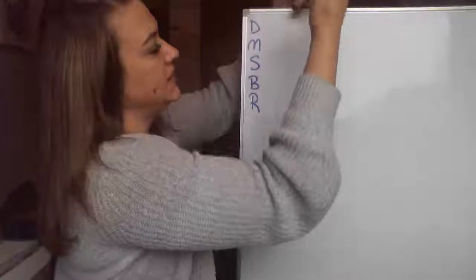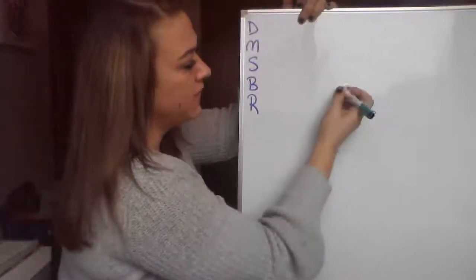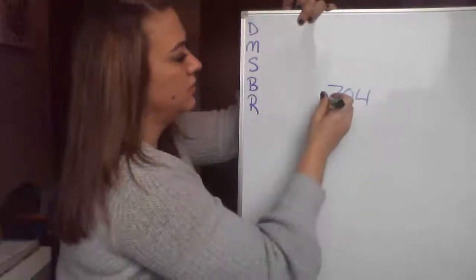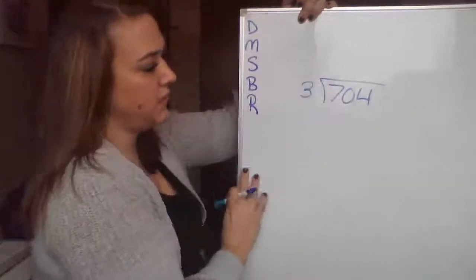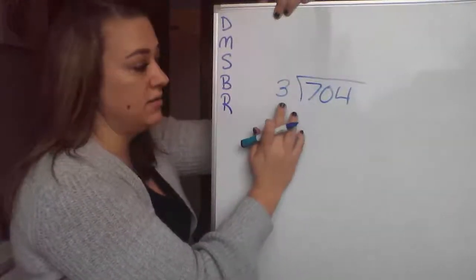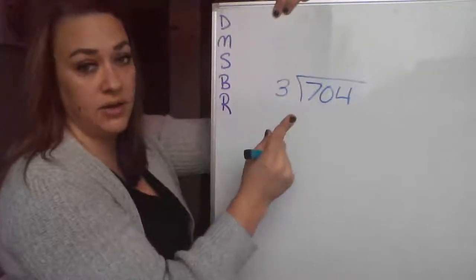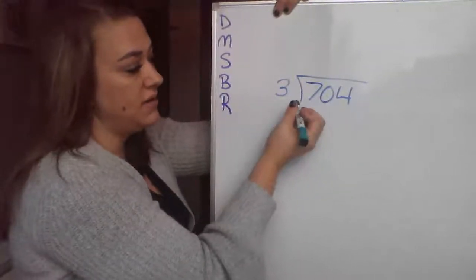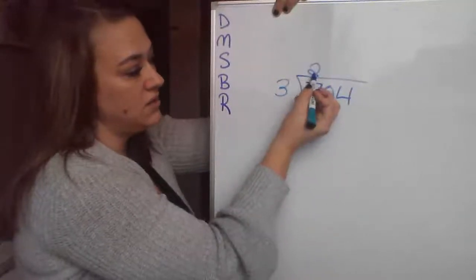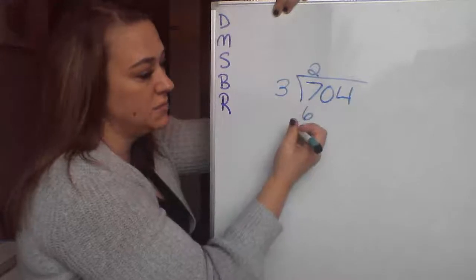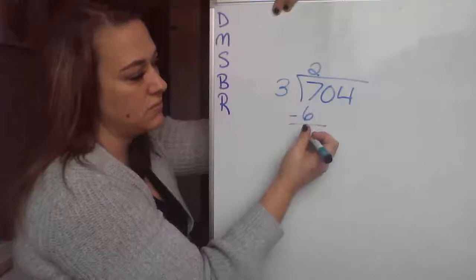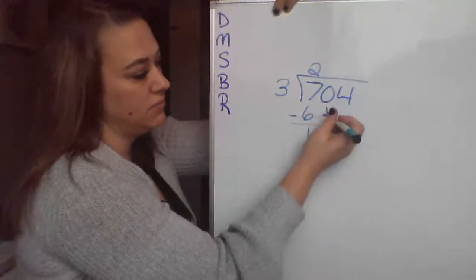Okay, let's do another one with 0 in our dividend. So let's do 704 divided by 3. If I have 7, how many groups of 3 can I make? 3, 6, 9. I can only make 2. So 7 divided by 3 gives me 2. 3 multiplied by 2 gives me 6. Subtract it. 7 minus 6 gives me 1. Bring down my 0.